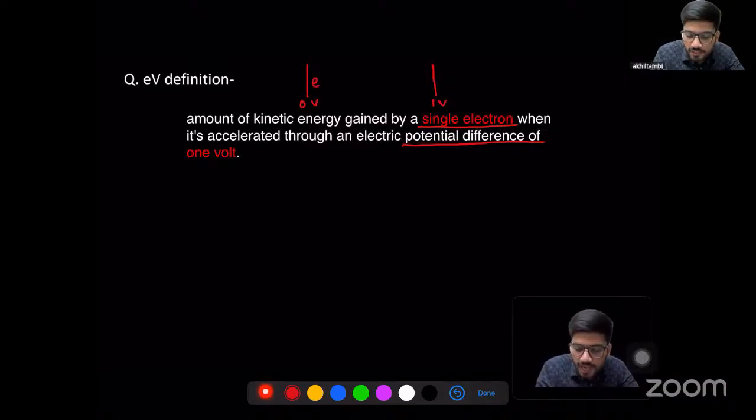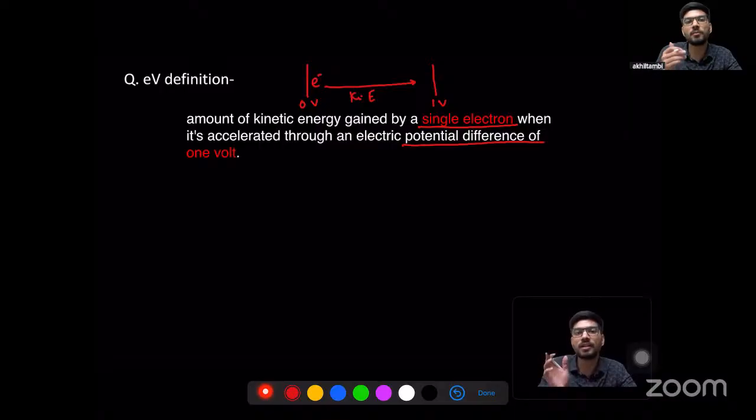If we have an electron over here, what will happen? The electron will move from an area of low potential towards the high potential. In this duration, it will gain some kinetic energy. That kinetic energy gained by the electron across a 1 volt potential difference is called the electron volt. So this is also a very easy question.